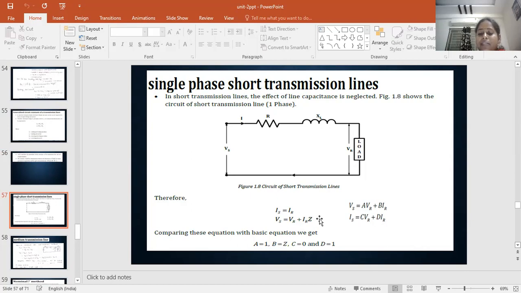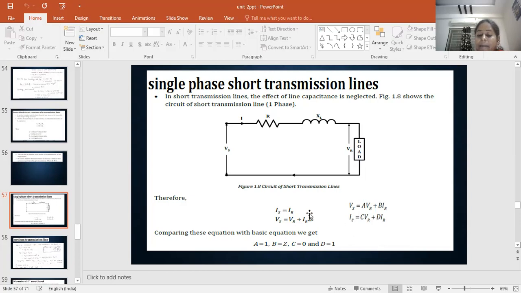Compare these two equations with the constant equations we know, Vs equal to A into VR plus B into IR, and Is equal to C into VR plus D into IR. Compare these two equations, we can get the values of A, B, C, D. Compare Vs values: the VR product value here is A, and here the value is 1. So the value of A equal to 1. And B equal to, here the IR product value is B, and here the IR product value is Z.